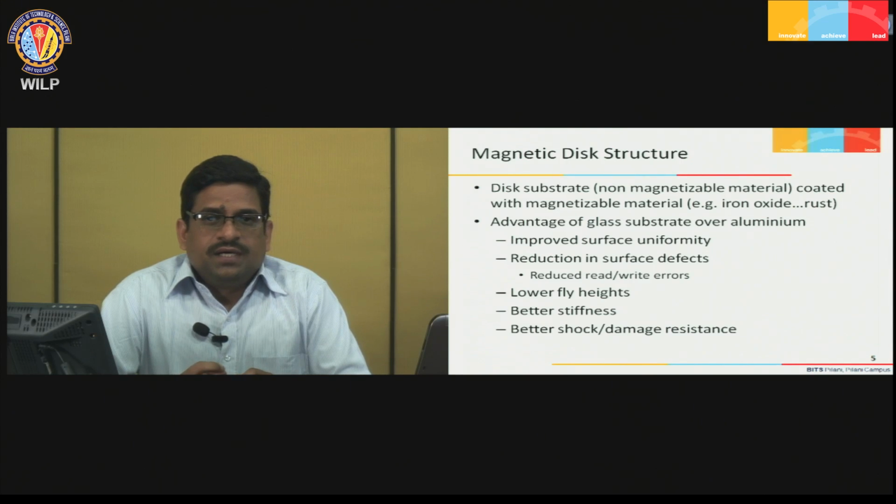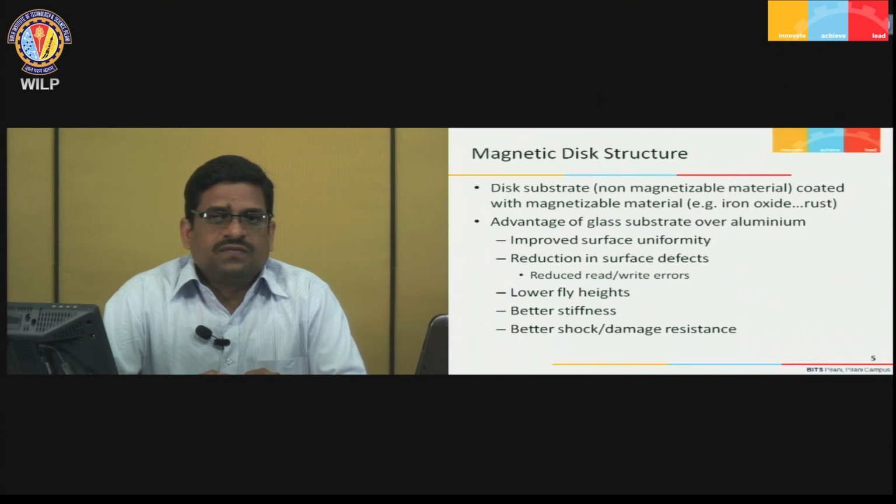It uses a disk substrate, the platter, which is made of a non-magnetized material. For example, aluminum was mostly used earlier, and this aluminum plate is coated with a magnetizable material, for example iron oxide, and on this magnetizable material the data is recorded. Later on, this aluminum substrate was replaced with a glass substrate.